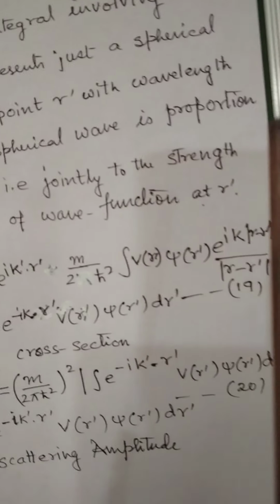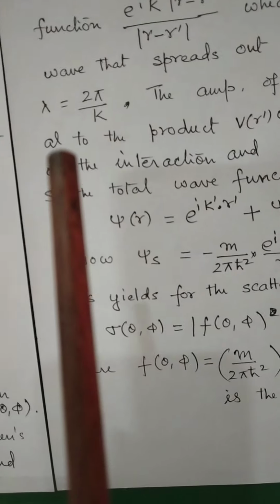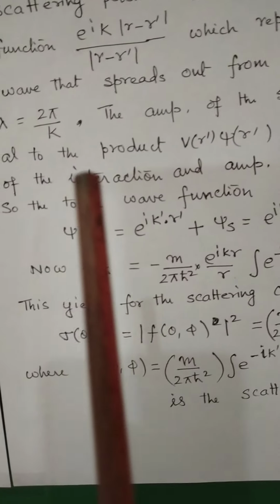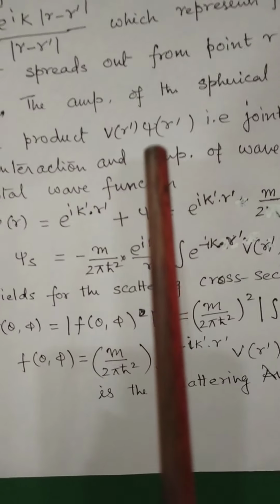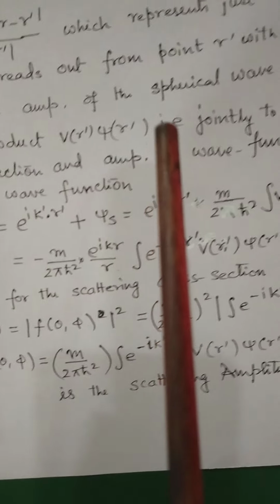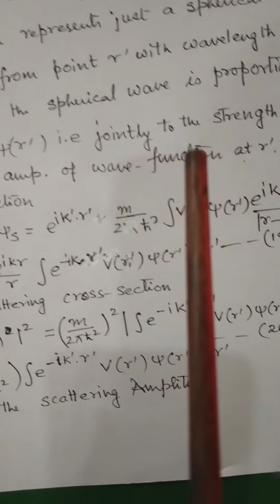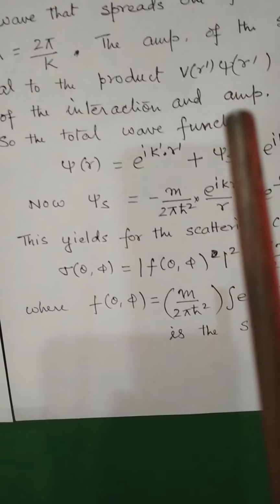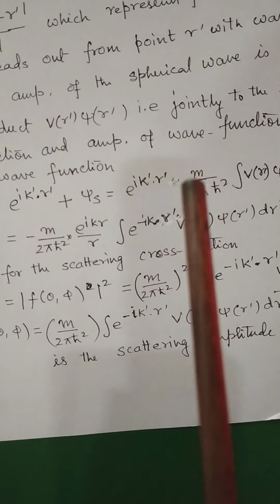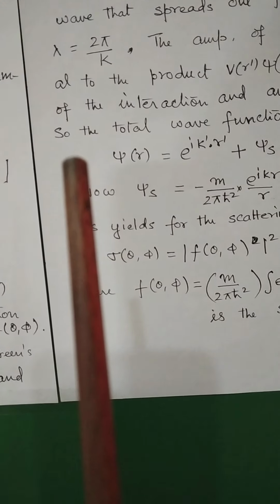The amplitude of the spherical wave is proportional to the product v function of r dash multiplied by psi of r dash, that is, jointly to the strength of the interaction and the amplitude of the wave function.